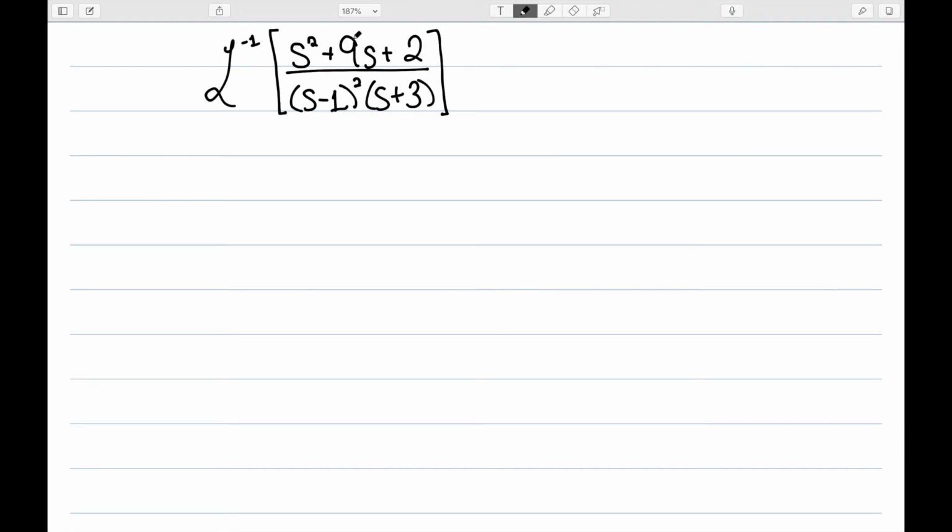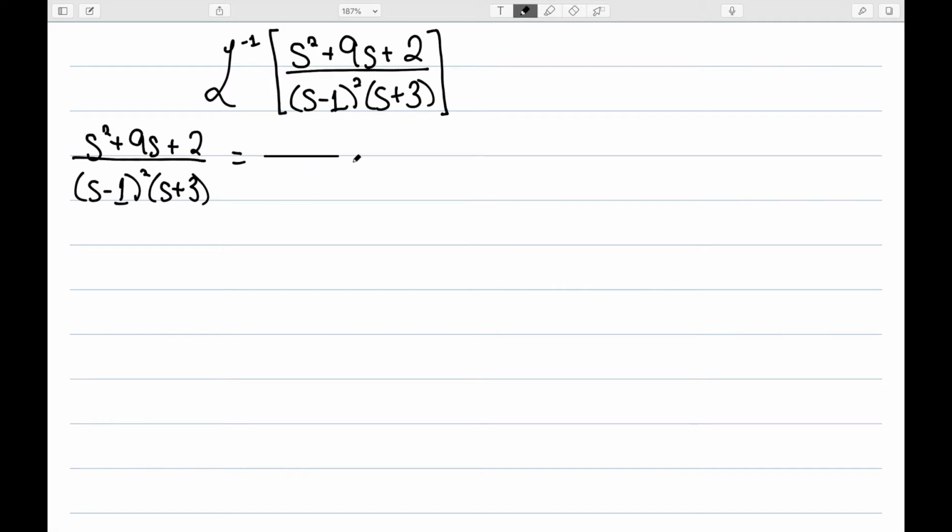I want to take the inverse Laplace transform of this thing here. And I'm going to have to break this up due to this denominator. So I'm going to rewrite my fraction as (s squared plus 9s plus 2) over ((s minus 1) squared times (s plus 3)). So I'm going to rewrite this in a partial fraction decomposition.